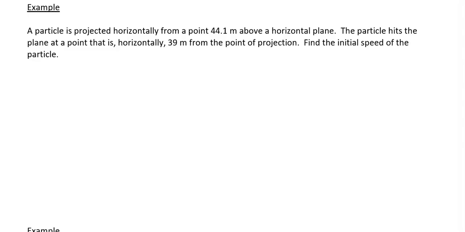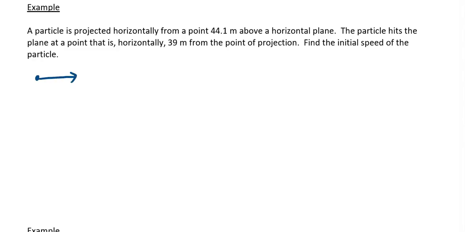In this example, it says a particle is projected horizontally from a point 44.1 meters above a horizontal plane. The particle hits the plane at a point that is horizontally 39 meters from the point of projection. Find the initial speed of the particle. Okay, right, so it's quite a different question than the last one. Let's just do a diagram, see what's going on.